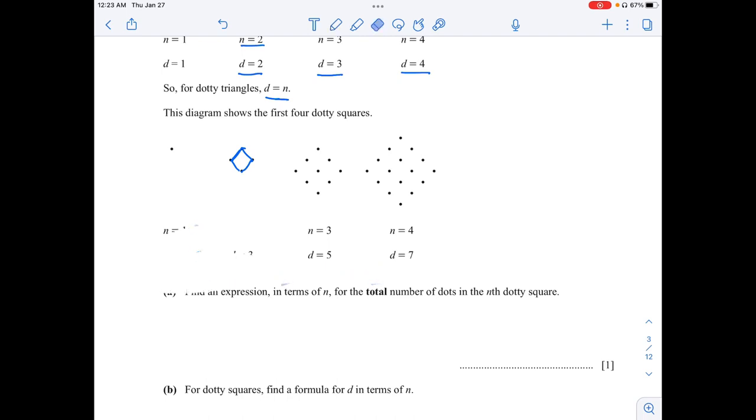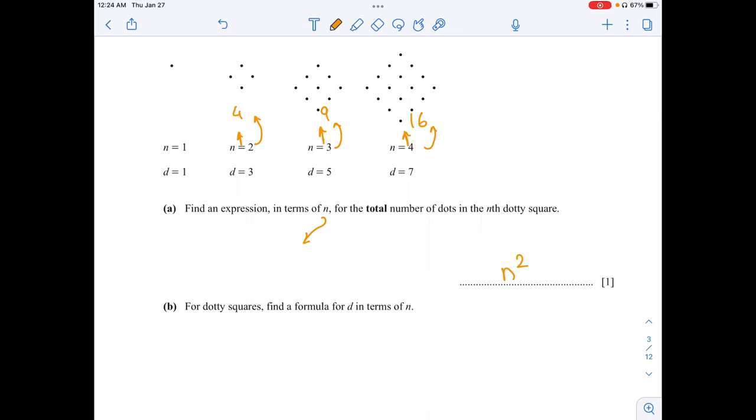So we have to see the pattern for the number of dots. In the second diagram, the number of dots is 4. In the third diagram, it is 9. In the fourth diagram, it is 16. So you can see that it is square: 2 squared is 4, 3 squared is 9, and 4 squared is 16. So in the nth diagram, the number of dots will be equal to n squared. That is the pattern.